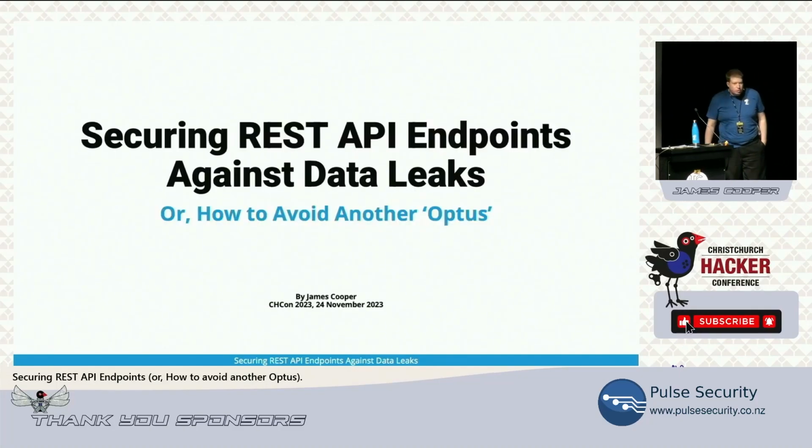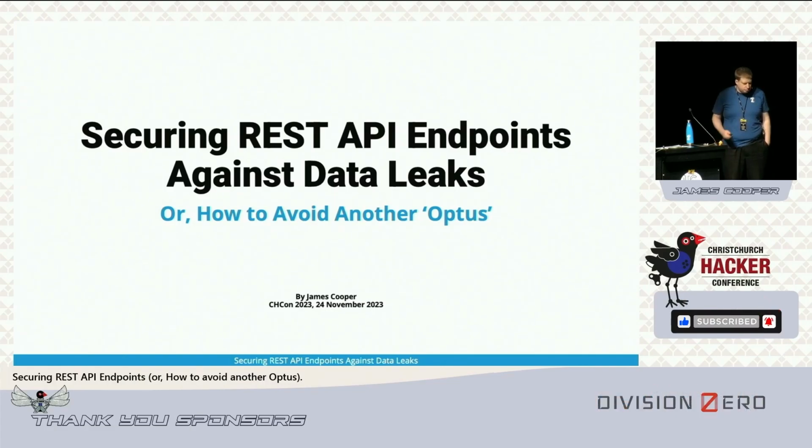So, our talk is about securing REST API endpoints against data leaks, or subtitled, How to Avoid Another Optus. I'm not talking about the Optus thing that happened last week. I'm talking about the Optus thing that happened last September, which I'll explain in a moment.